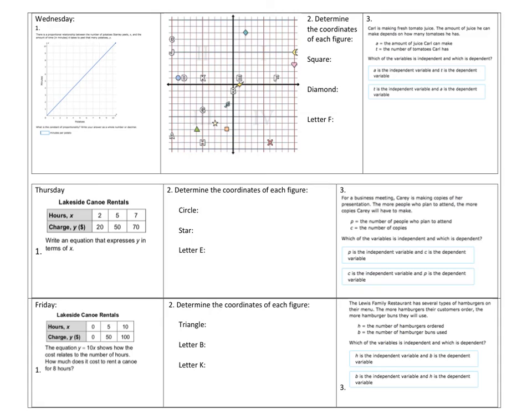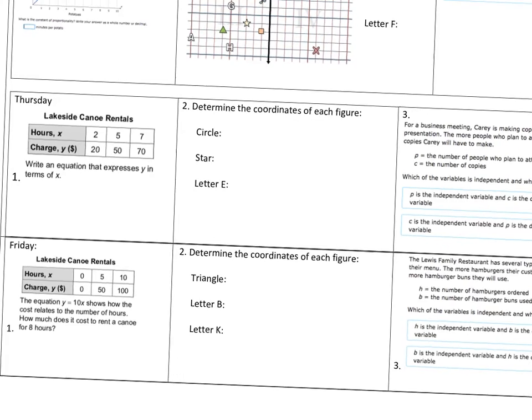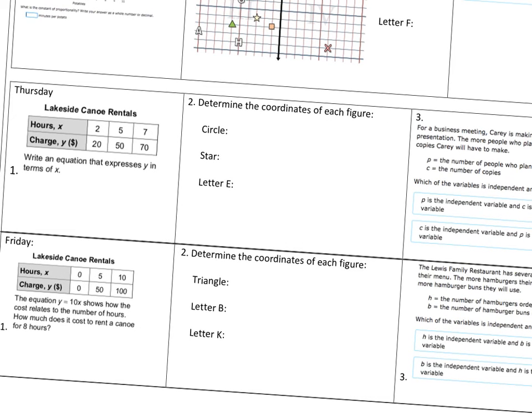But on the back, you have Wednesday, and then on Thursday and Friday, it says determine the coordinates of each figure. You're going to use the same picture. So for number 2, you're going to use that picture. And for number 2 on Friday, you're going to use that picture as well. All right? It's just that I didn't have room to copy it each day. So I just made it a little big on Wednesday so that you could still see it for Thursday and Friday. All right, going back to the first page.